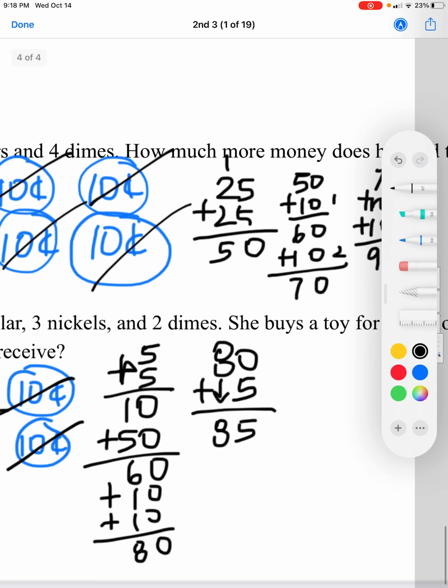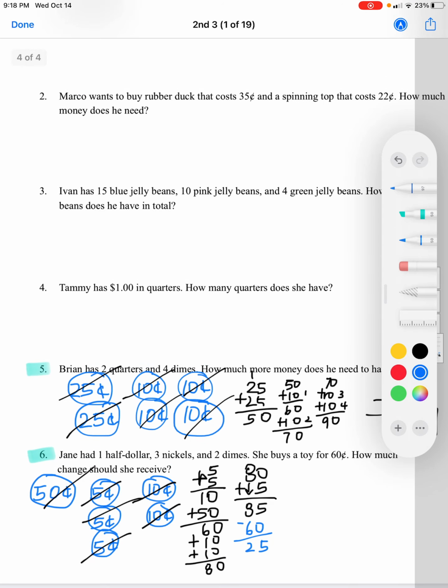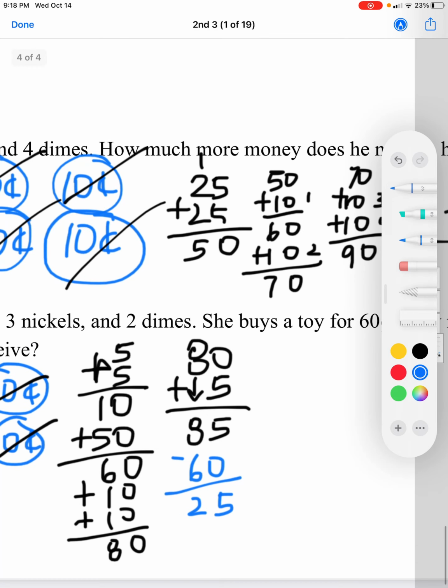Now she buys a toy for 60 cents. So we'll subtract 60 to find the difference, or how much she'll have left, or how much change she'll receive. So 5 minus 0 equals 5. 8 minus 6 equals 2. So that's how much change she should receive if she gives the cashier a half dollar, 3 nickels, and 2 dimes. So the answer, 25 cents.